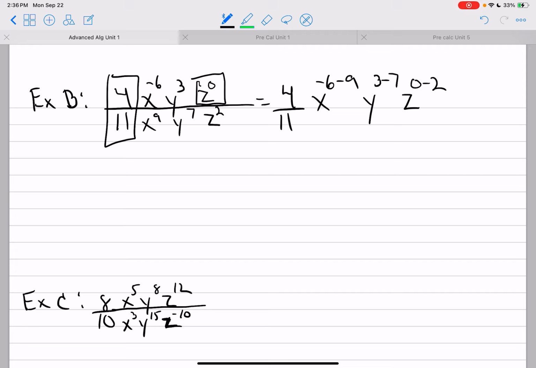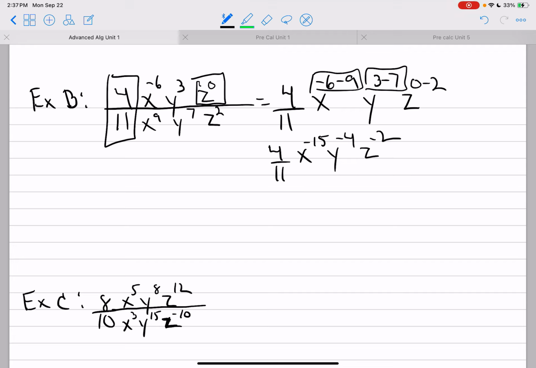So now let's write this thing out. So we still have 4/11. We have x to the negative 15, since negative 6 minus 9 is negative 15. Y to the 3 minus 7 is negative 4, so that's y to the negative 4. And 0 minus 2 is negative 2.